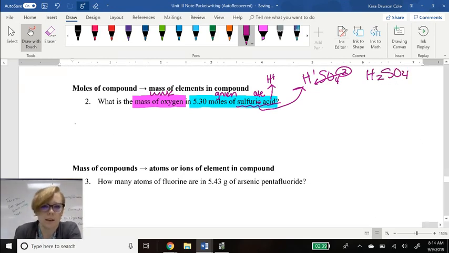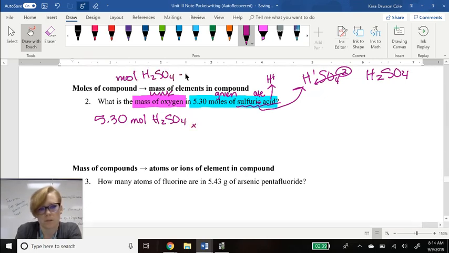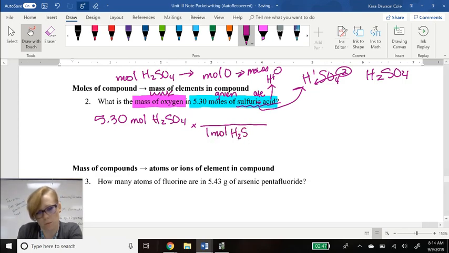Okay, so I have 5.30 moles of H2SO4. From moles of H2SO4 to moles of oxygen to mass of oxygen, I'm going to need 2 conversion factors. Here I'm going to use my ratio between the compound and the element within the compound. So I've got 1 mole of H2SO4, and then I have 4 moles of oxygen.